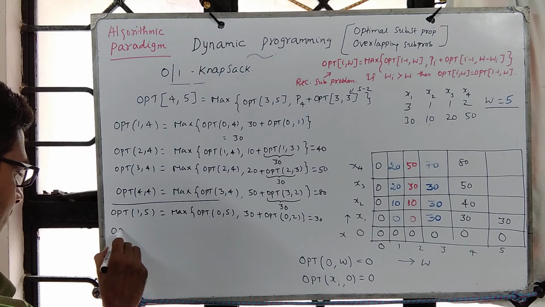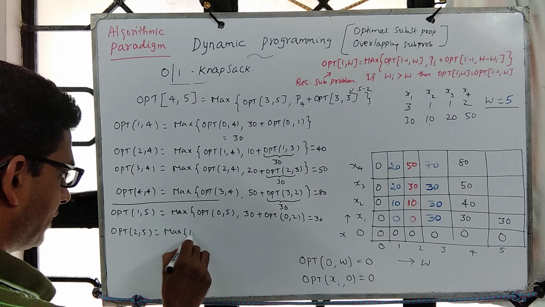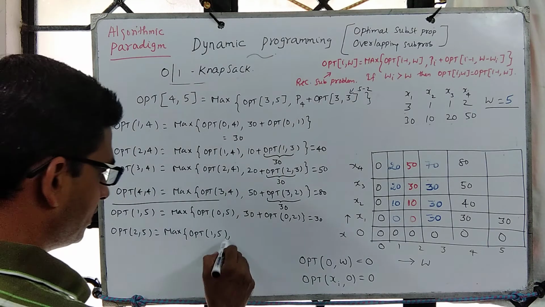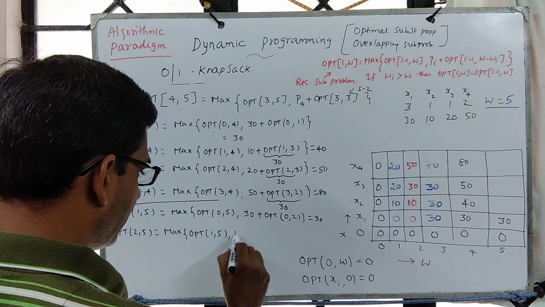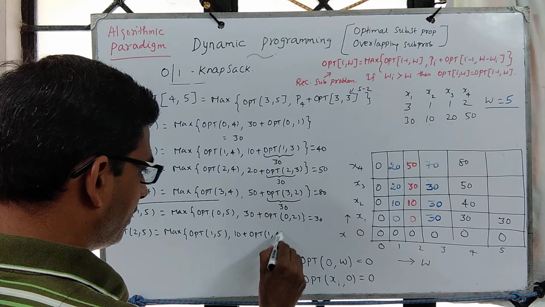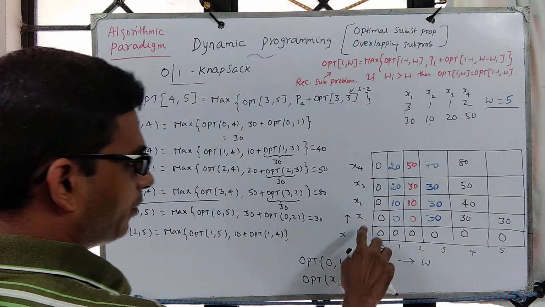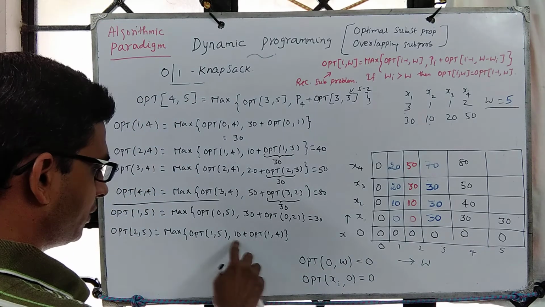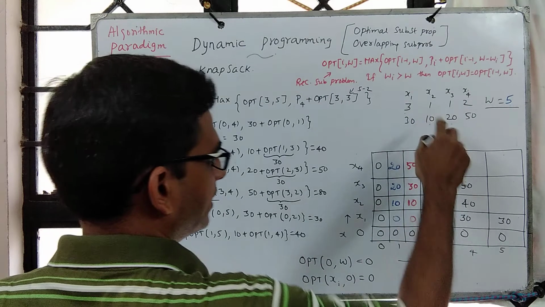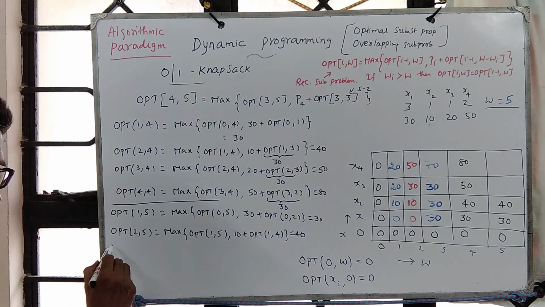Then we work with opt of 2 comma 5, which is max of opt of 1 comma 5, do not consider this, or consider second object, get a profit of 10 and work with the subproblem 1 comma 4, 1 comma 5 minus 1. And 1 comma 4 we know it is 30, so 30 plus 10 which is 40. So what it says is first two objects, local capacity is 5, so we get a profit of this.